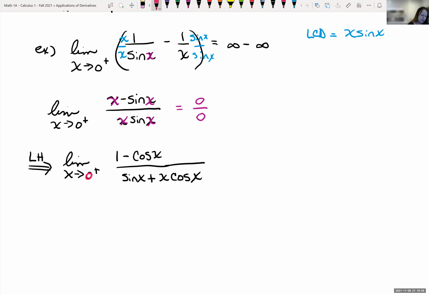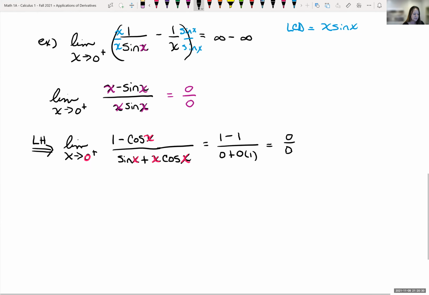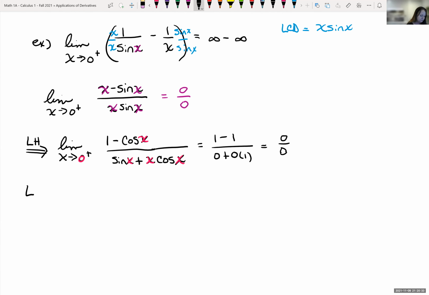So again, let's go in and do our direct substitution and see if we get something back. Well, if we plug in 0 for x, we get 1 minus cosine of 0. Well, cosine of 0 is 1, so 1 minus 1, all over sine of 0, which is 0, plus 0 times cosine of 0, which is 1. So we're getting an indeterminate form of 0 over 0 again. We saw at the end of last class period that we might have to apply L'Hopital's rule more than once for it to come out. So let's apply this again.